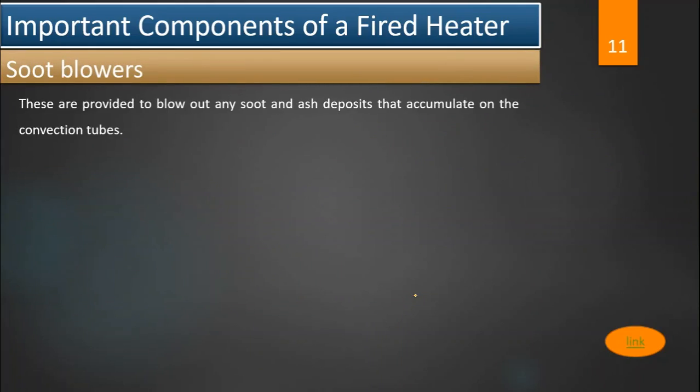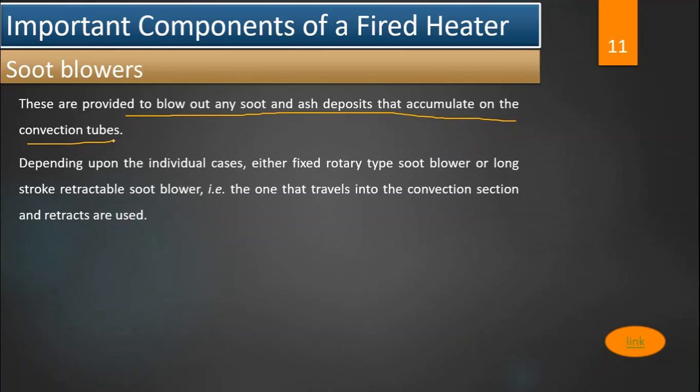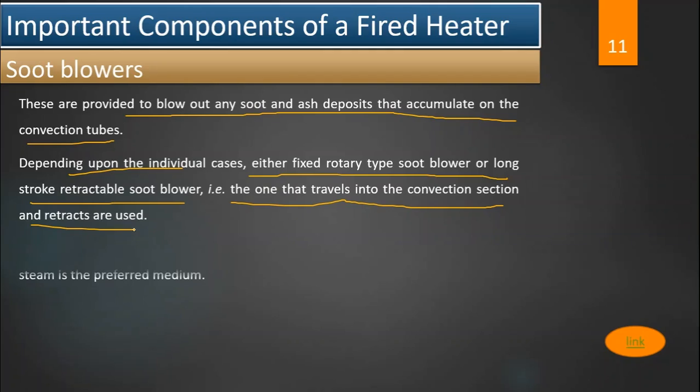Now come to the next one, the soot blowers. They are provided to blow out any soot and ash deposits that accumulate on the convection tubes. So cleaning of the tubes is basically done depending on the individual cases. Either a fixed rotary type soot blower or a long stroke retractable soot blower is used, the one that travels into the convection section and retracts. So these are soot blowers.